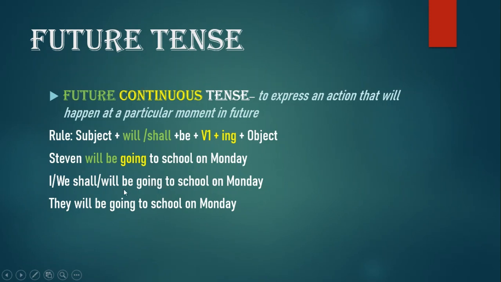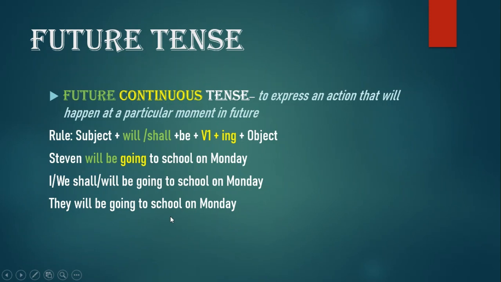Now unlike other tenses, in future tense, continuous does not imply that the action is going on at present. It means that at a particular time in future, the action would be happening. They will be going to school on Monday. In case of plurals, it is they. Will be is the future. Going is the continuous part, to school on Monday.